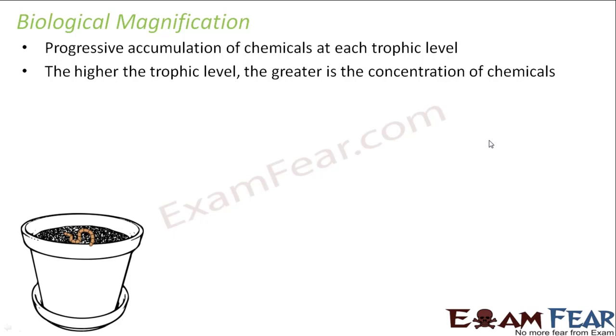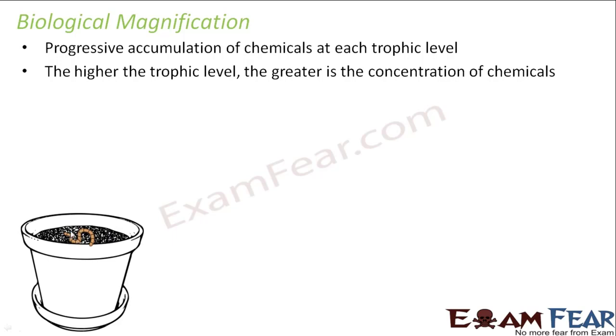Now suppose this is the soil and you have DDT present here. Here you see in the soil you generally see earthworms. Earthworms are very common in soil. So here also you can see this earthworm. Now this earthworm feeds on this soil. So what happens? That DDT enters into the earthworm.